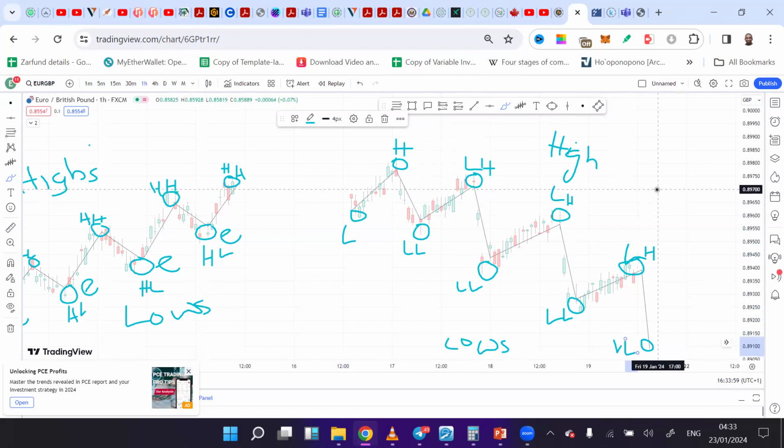So what you see here is a downtrend. A downtrend is therefore a series of lower highs and lower lows. So we're saying lower highs. Can you see this? Lower highs, then lower lows.